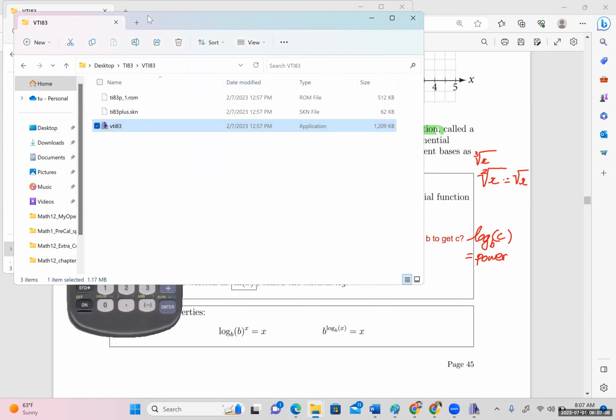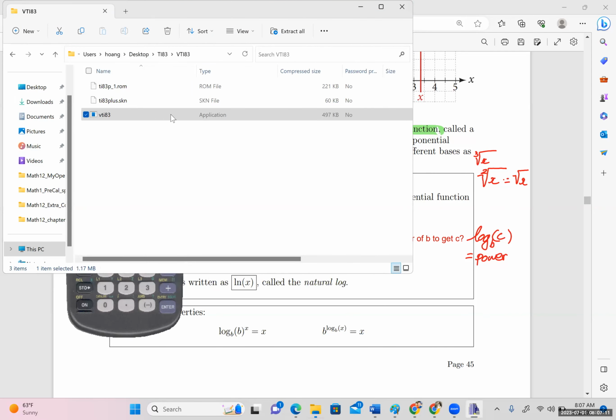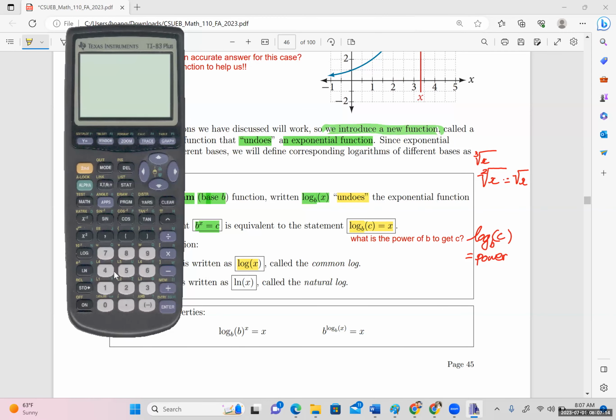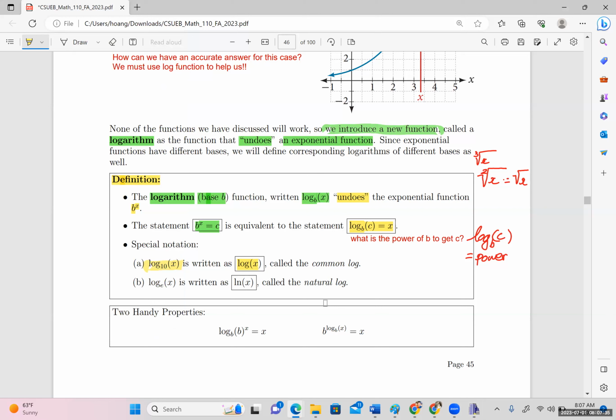Okay, so as you see, if you have a TI-83, you should have something like log and LN here, right? Log is log base 10. You don't have log base 2 or log base 3 on the calculator, you just have log base 10. This is the same meaning as what power of 10 you raise to get x. So now we have log base e.